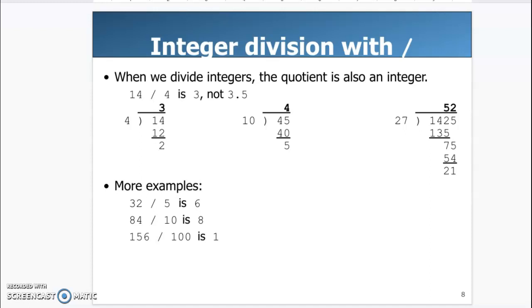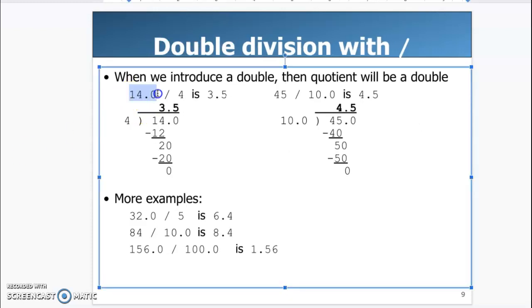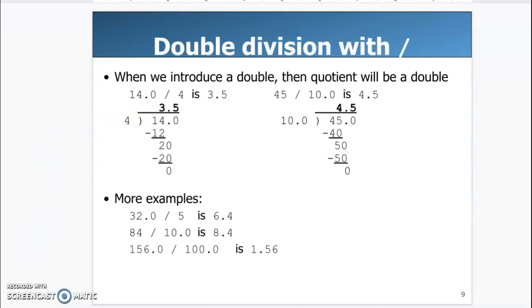The minute I introduce a double, so here I've changed the 14 to be a 14.0, that's a double value, I can store that in a double variable. Then we get the decimal value in the result. So I would get the 3.5. There are some more examples here of double values introduced with the division, where the result is a full decimal value.